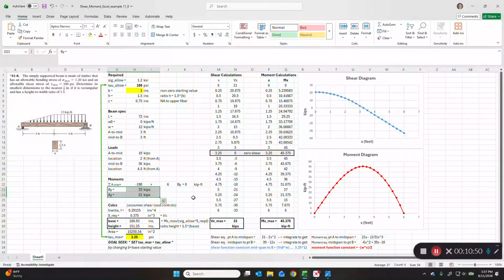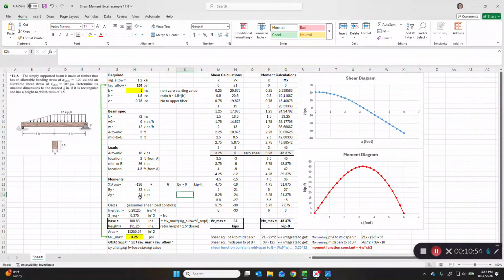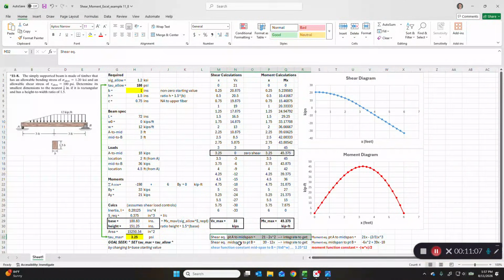We're going to go over to the shear and moment calculations, which we've done in the past, now that we know the support reaction. So the support reaction at A is 21. Now we have a triangular load. So we're going to set up the shear equation, from point A to essentially midspan, which is 21 minus 2x squared. Where does this come from? Well, 21 is the support reaction on the left.